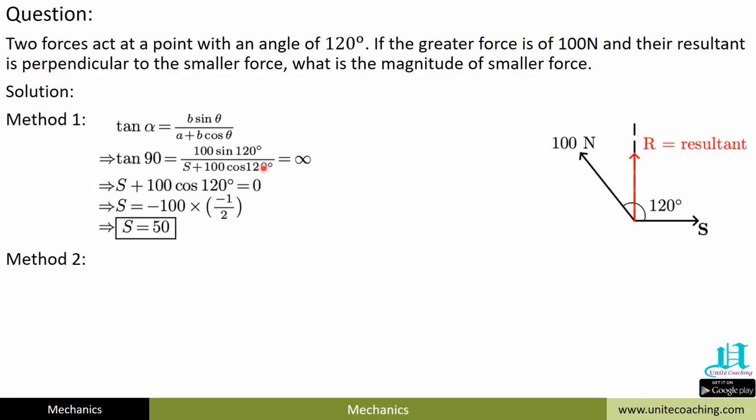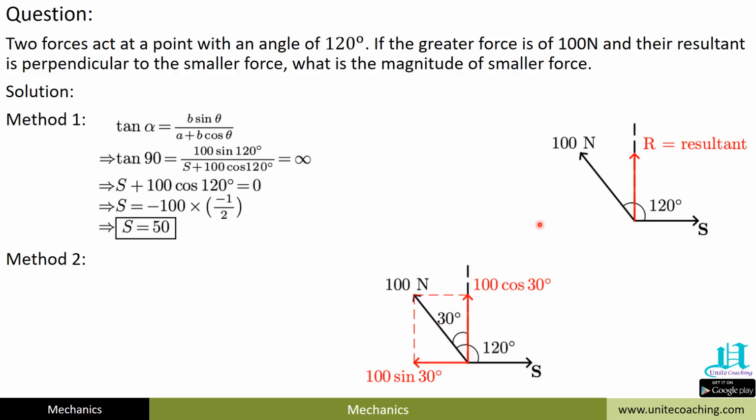So this is the first method of solving the problem. Now we will see the second method for solving the problem. In the second method, we will take the components of this 100 newton along this perpendicular line and this line. Right, so you can see that the total angle is of 120 degrees.